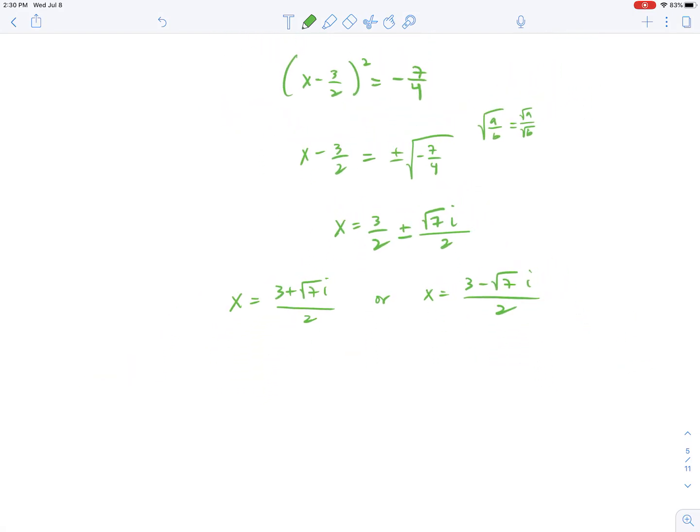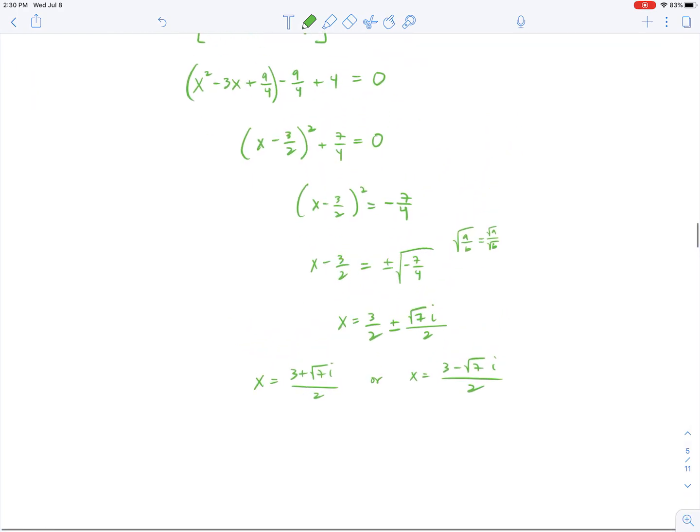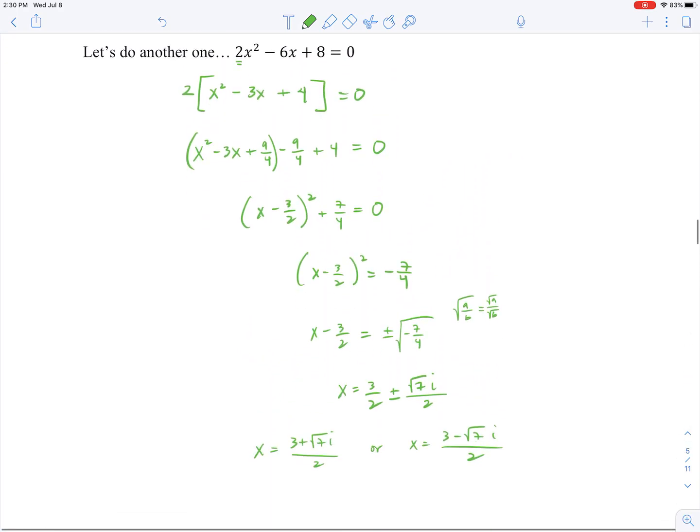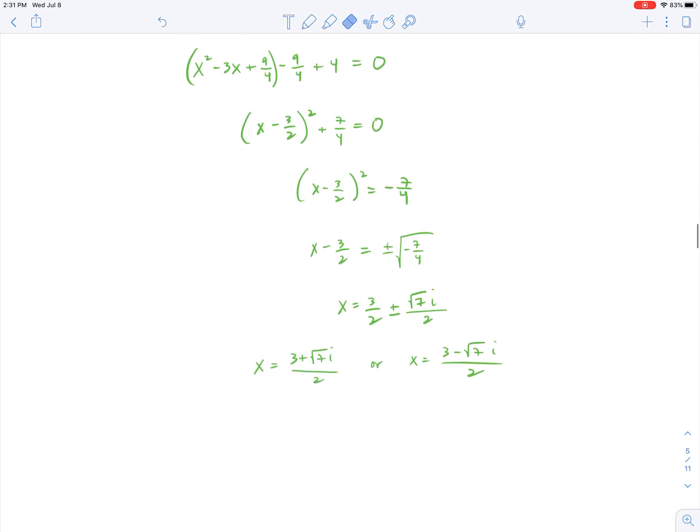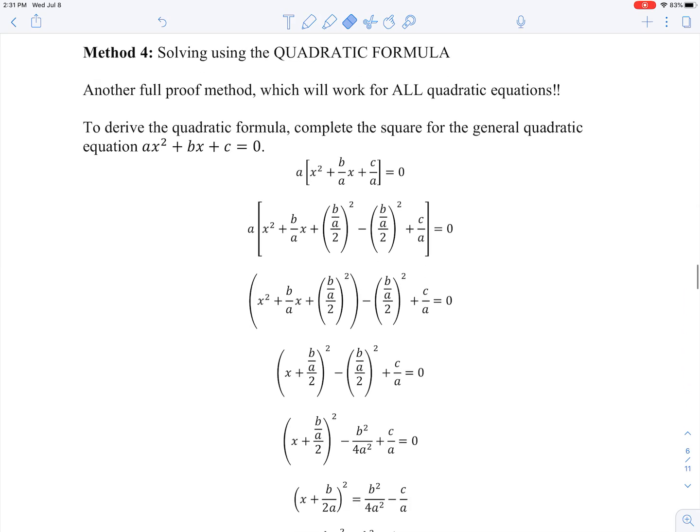That'll be x equals 3 plus root 7i all over 2, because we have a common denominator, or x equals 3 minus root 7i over 2. So we actually had 2 complex solutions to this quadratic equation. We did not have any real solutions.